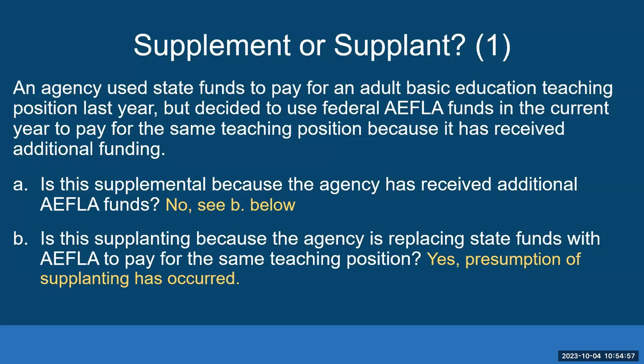In this one, we have an agency that used state funds to pay for an adult basic education teaching position last year, but decided to use federal AEFLA funds in the current year for the same teaching position because they received additional funding. The answer is that this will be a presumption of supplanting because the agency is replacing state funds with AEFLA funds to pay for the same position. So in this case, it will be reviewable, or supplanting will be difficult to rebut.